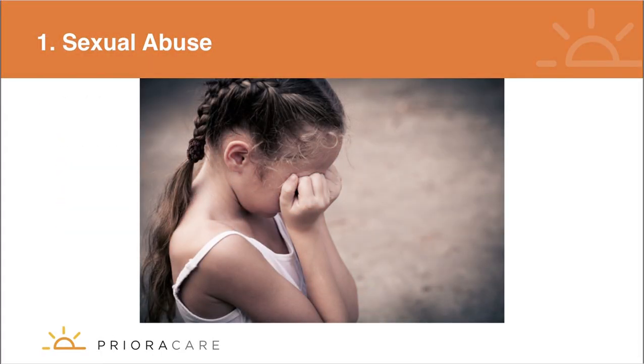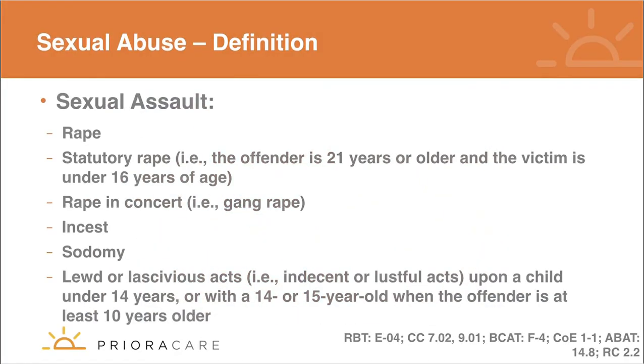The first type of abuse we will cover is sexual abuse. Sexual abuse may be broken into the two categories of sexual assault and sexual exploitation. Sexual assault includes rape, statutory rape, that is, when the offender is 21 years or older and the victim is under 16 years of age. Rape in concert, that is, gang rape, incest, sodomy, and lewd or lascivious acts, that is, indecent or lustful acts upon a child under 14, or with a 14 or 15-year-old when the offender is at least 10 years older.